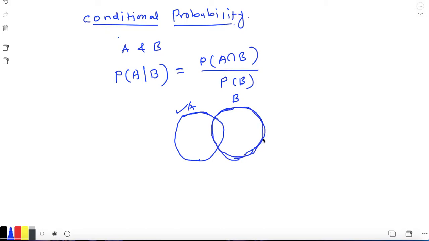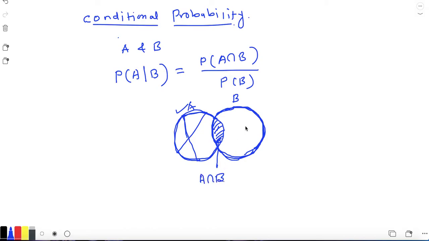This has already happened. If this event has already occurred, this does not make any sense for us, because there is no chance of this section occurring, as it has already occurred. Now, with this knowledge, what is the chance of A occurring? A can occur only this much, only this portion is the possibility of A occurring. This portion is nothing but A intersection B.